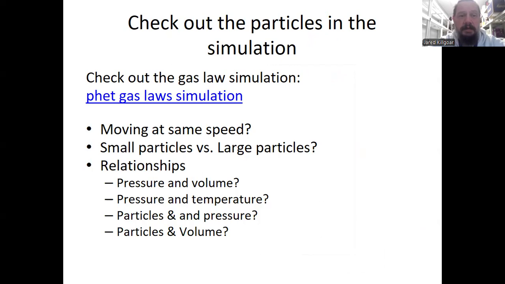Next class, we're going to do the gas law simulation, and we're going to look at some of these things. It's a PhET simulation. So get ready for that, guys. Looking forward to it.